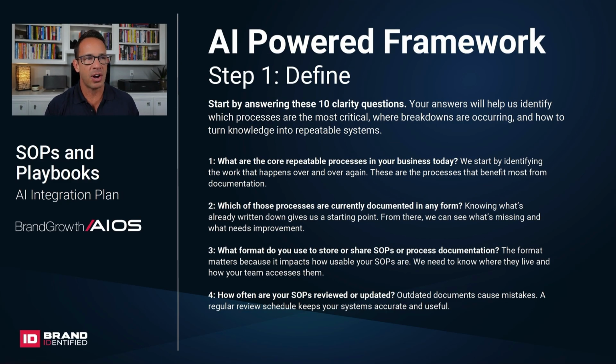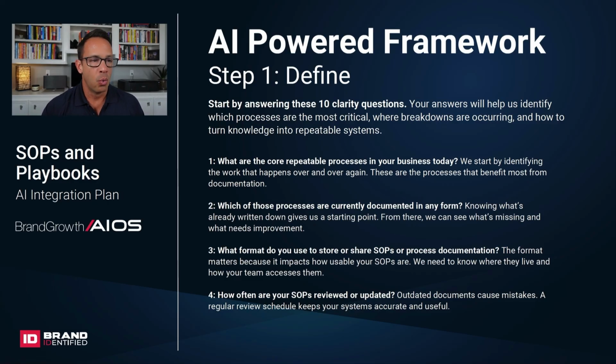Step number 1 here of this AI-powered framework is to define. And you're going to want to start by answering these 10 clarity questions. Your answers will help us identify which processes are the most critical, where breakdowns are occurring, and how to turn knowledge into repeatable systems. So question number 1, what are the core repeatable processes in your business today? We start by identifying the work that happens over and over again. These are the processes that benefit most from documentation.